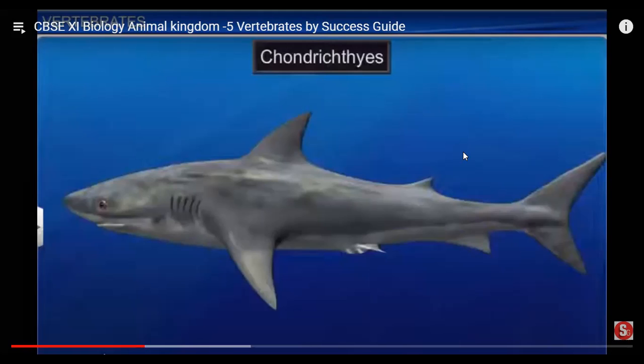Now, is fertilization internal or external? Internal. In cartilaginous fishes, definitely, since they give birth to young ones, fertilization is internal, and gestation or embryonic development is also internal. Now you tell me for bony fish. Bony fishes are oviparous, so is fertilization internal or external?